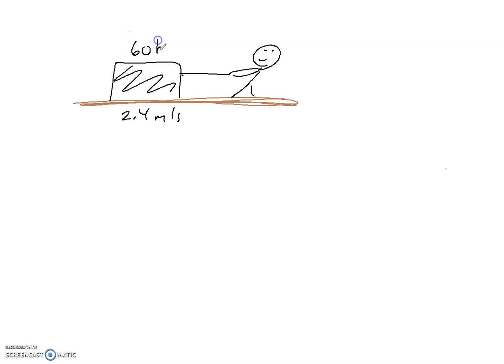Let's say it's a 60 kilogram box. And they're moving along. Let's say they go 3 meters. And after 3 meters, they are going 5.6 meters per second. So they've gotten faster. And let's say the coefficient of friction between the box and the ground is 0.35.